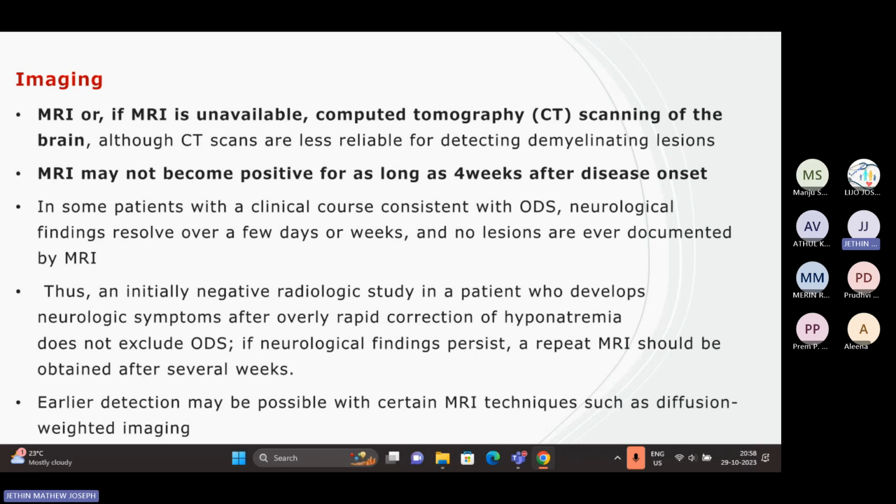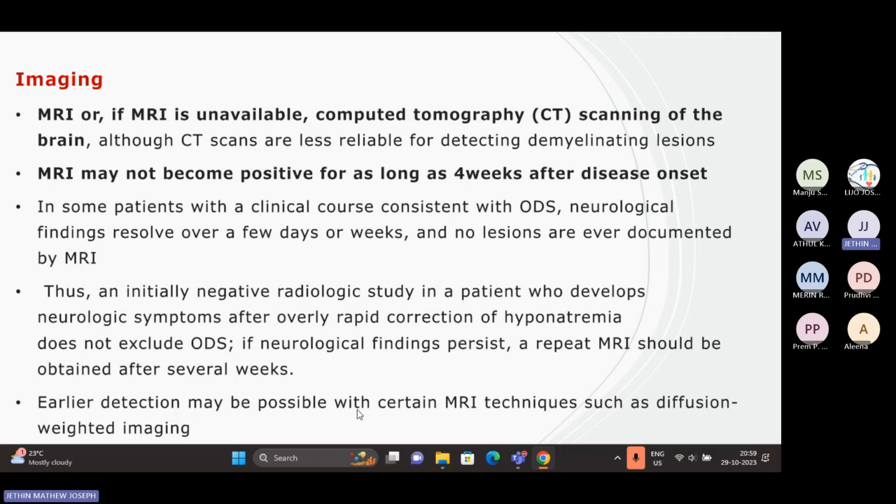So, when it comes to imaging for ODS, MRI is ideally what we need to do, but if it is unavailable, CT can also be done, but it is less reliable. But the problem with imaging is that it may not become positive for as long as 4 weeks after disease onset. And in some patients with a clinical course consistent with ODS, no lesions have been documented by MRI. So initially a negative radiologic study in a patient who develops neurologic symptoms after overly rapid correction does not exclude ODS. If neurological findings persist, you have to repeat an MRI over several weeks.